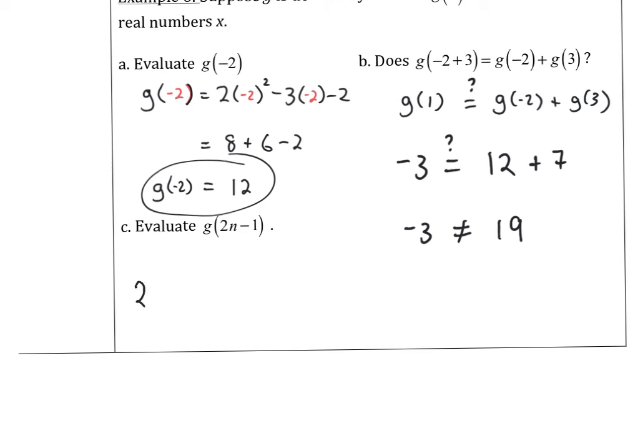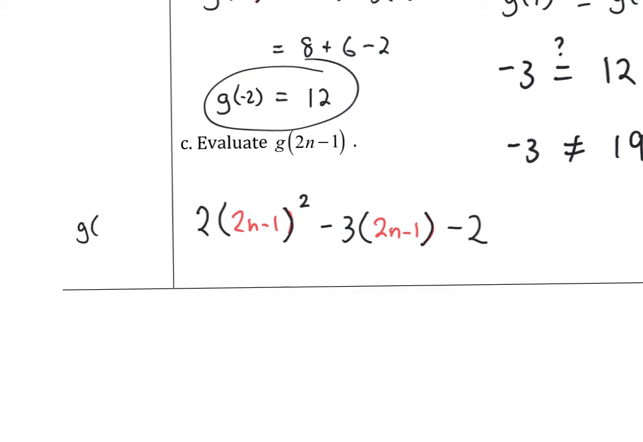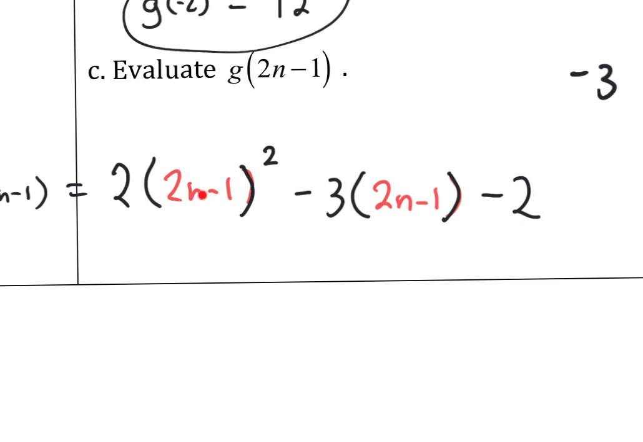It goes like this. 2 times (2n minus 1) quantity squared, minus 3 times (2n minus 1), minus 2. And how do we manage that? Well, you have to use your handy-dandy rules. If you recall how to multiply a binomial squared, I'm just going to do it and trust me that this is the case: 4n squared minus 4n plus 1. Then I distribute the negative 3, so I get negative 6n plus 3, and bring down the negative 2.